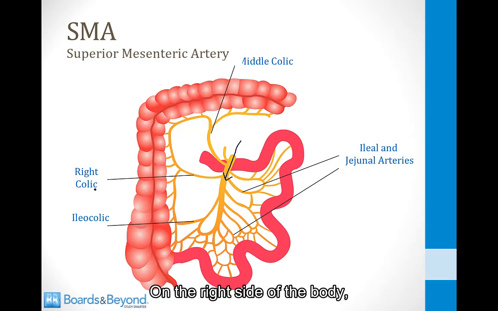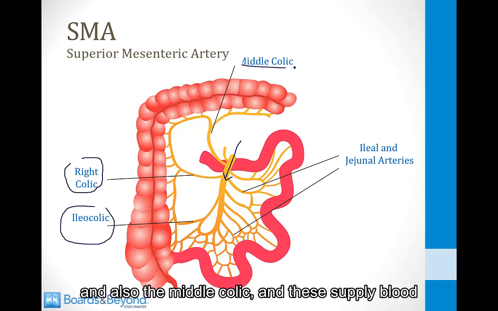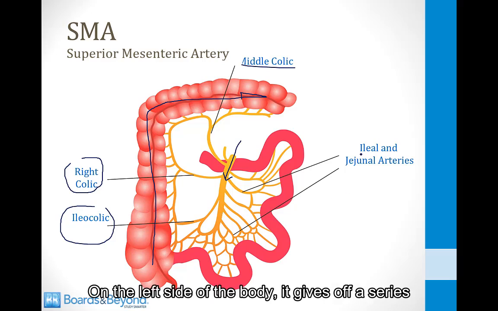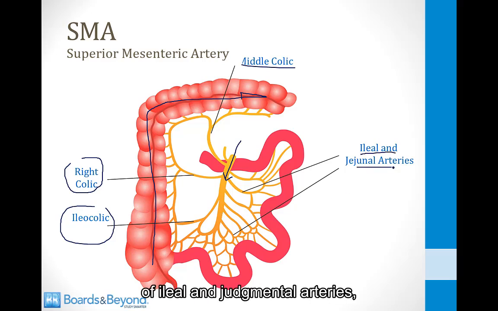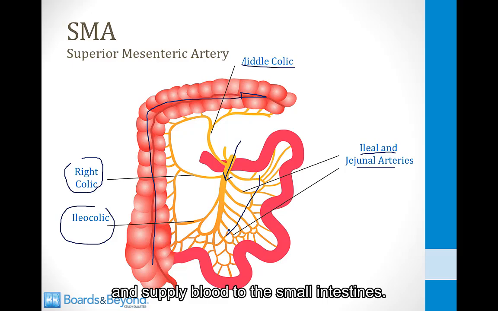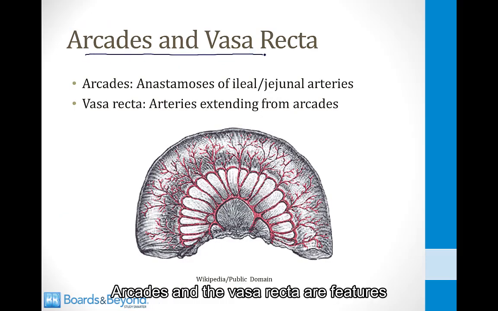On the right side of the body, it gives off the right colic artery and also the ileocolic and also the middle colic, and these supply blood to the ascending colon and the transverse colon. On the left side of the body, it gives off a series of ileal and jejunal arteries, which form something called arcades over here. I'll show you a picture of that in a minute, and supply blood to the small intestines.